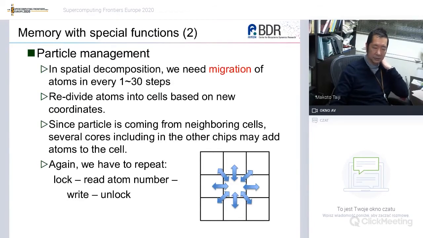Also, a similar thing happens in particle management. Usually we use so-called spatial decomposition of atoms into cells. Of course, the atoms move, so we need to migrate atoms every 1 to 30 steps. In every one of these steps, we have to redivide atoms into cells based on the new coordinates.